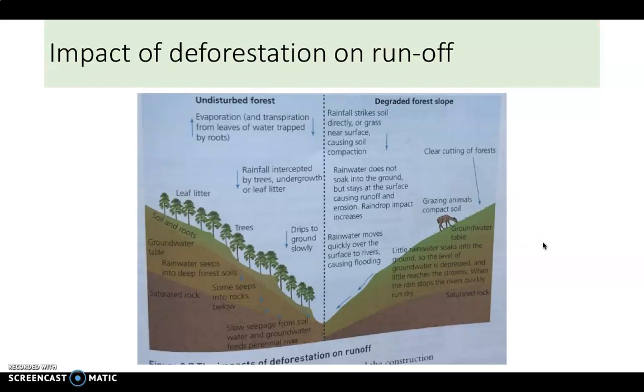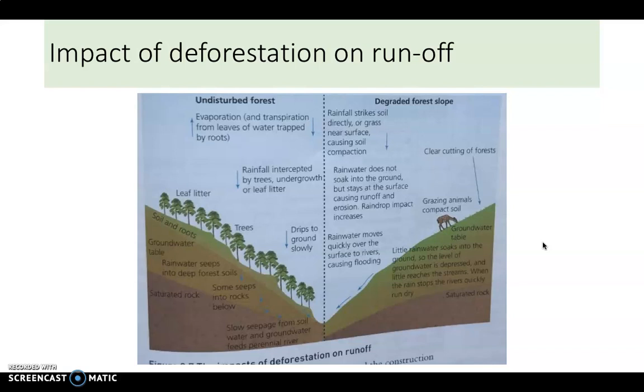The last one here, and I'd like to spend a bit of time drawing a diagram of this and explaining what's happening, is the impact of deforestation on runoff. I think this should be fairly self-explanatory, to be honest with you, and certainly it will be things that you've looked at before. On the left-hand side has got a picture of an undisturbed forest, which shows you with trees on the side of a hilltop.